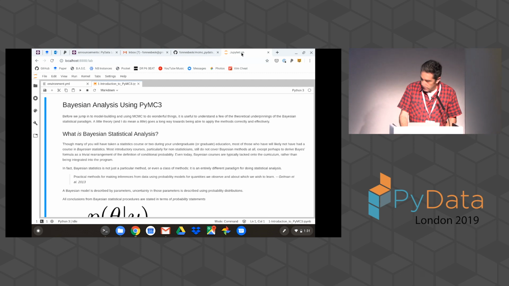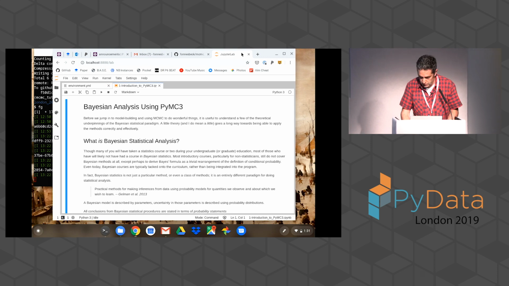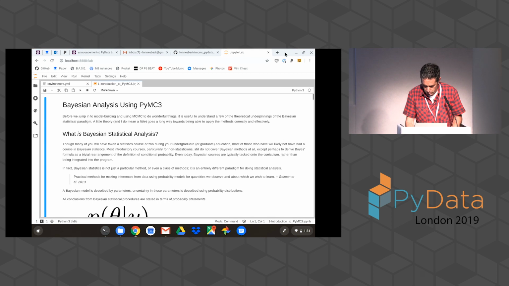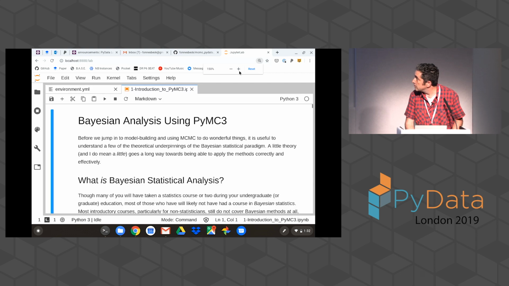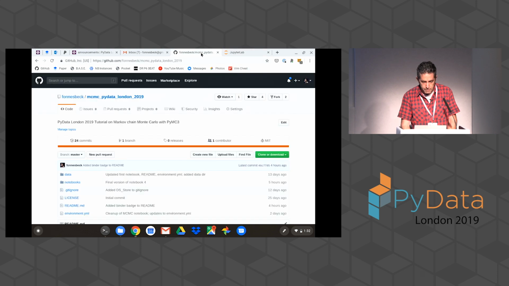First thing, is this big enough for everybody? Probably not. Oops. Hold on. Good? Good. Okay. The URL is my last name / MCMC_PyData_London_2019. Cool?